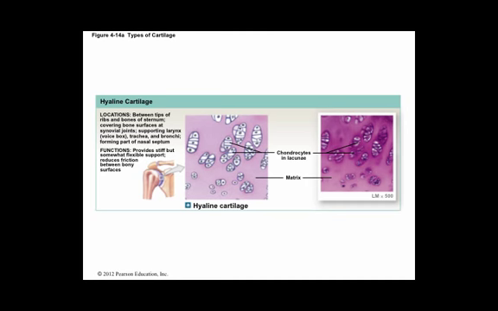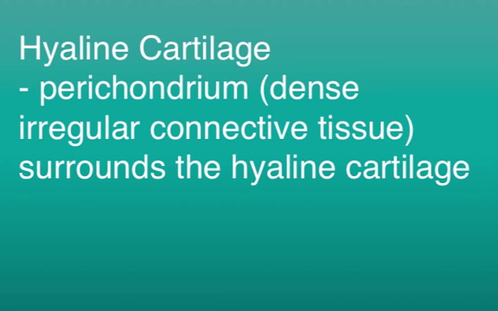The optical density of these fibers is the same as the ground substance surrounding them, and as a result they are not visible within the extracellular matrix. Hyaline cartilage subsequently appears as a very uniform, glossy-type tissue and evenly dispersed chondrocytes in the lacunae. Typically, a dense, irregular connective tissue called perichondrium is found surrounding the hyaline cartilage.